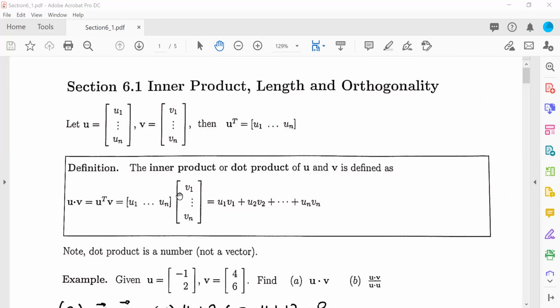Or if you look at vector u and vector v, what the dot product does is multiply entry-wise: u1 v1 plus u2 v2 plus u3 v3 and so on up to un vn. So that's the definition of the dot product. Note that if you add all of them together, what you get is a number. So the dot product is a number, not a vector.